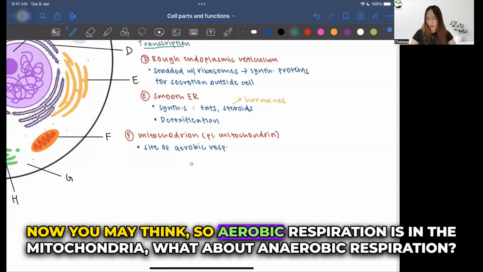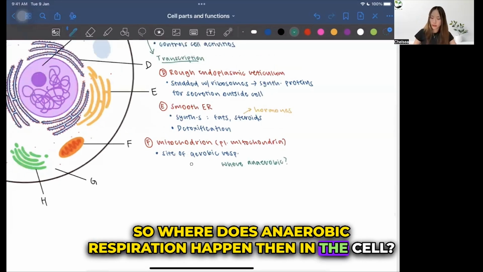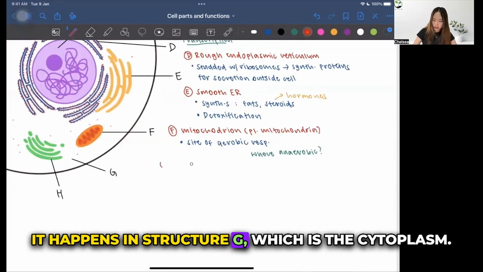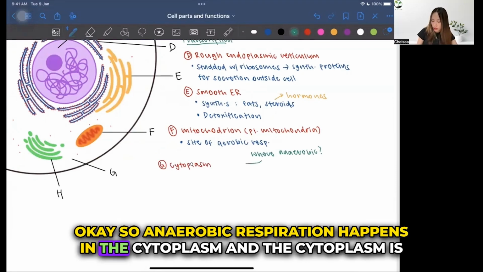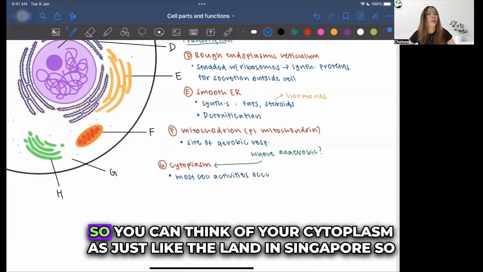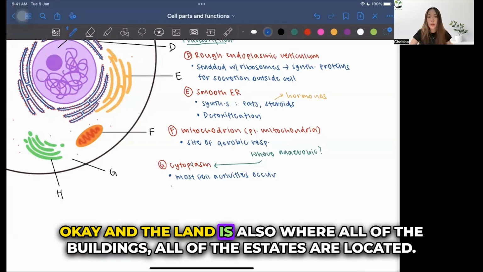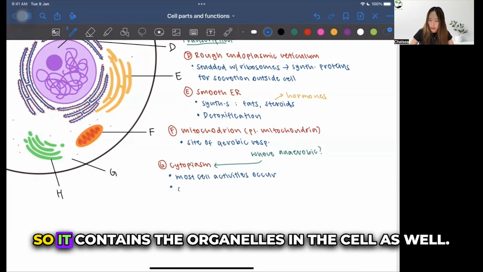Now you may think, so aerobic respiration is in the mitochondria. What about anaerobic respiration? Where does anaerobic respiration happen in the cell? It happens in structure G, which is the cytoplasm. Anaerobic respiration happens in the cytoplasm, and the cytoplasm is also where most cell activities occur. So you can think of your cytoplasm as just like the land in Singapore. That's where everything happens. And the land is also where all of the buildings, all of the estates are located. So it contains the organelles in the cell as well.